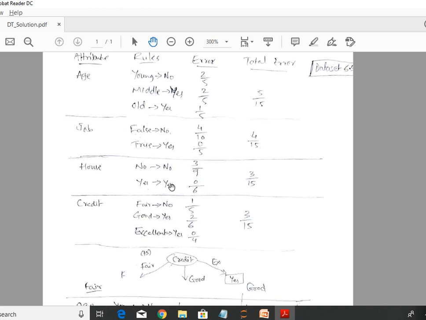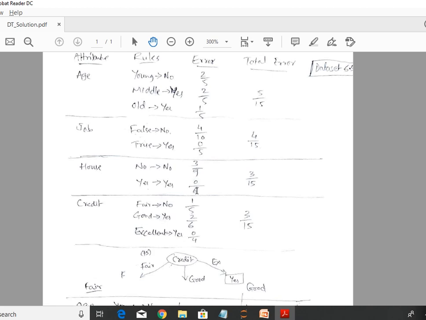Similarly, for the attributes house and credit, you select certain rules and you identify the error. Now, if you see, I have done the calculation here. We find house as 3 by 15, meaning there are 3 errors out of 15 in case of house, and in case of credit there are 3 errors out of 15. Now you can clearly see there is a tie here, and you can choose any of the two.